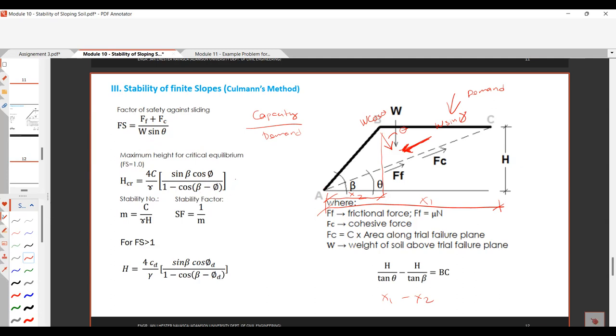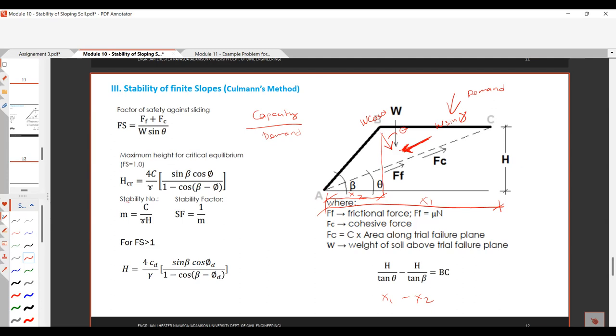So if you want to check the derivation of this one, you can go to Braja M. Das, Principles of Geotechnical Engineering, to check the derivation of this critical height.